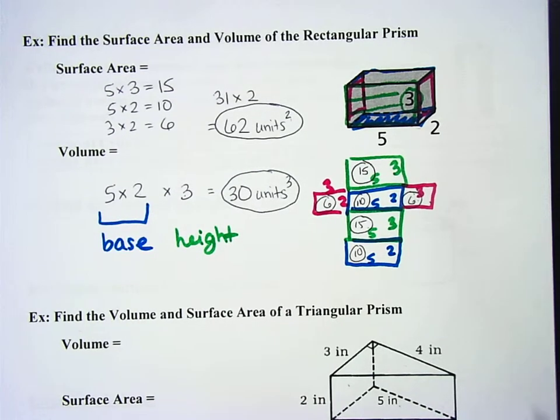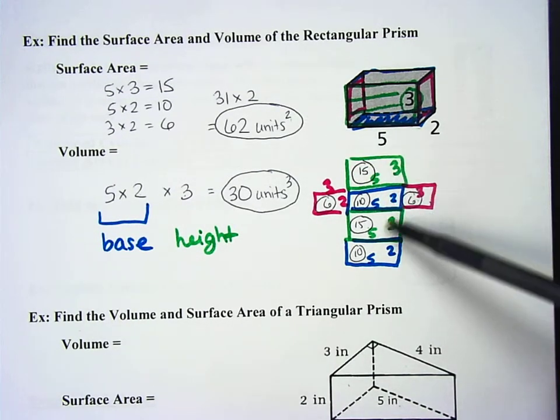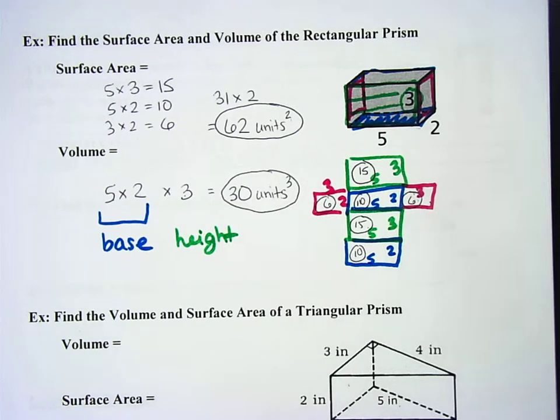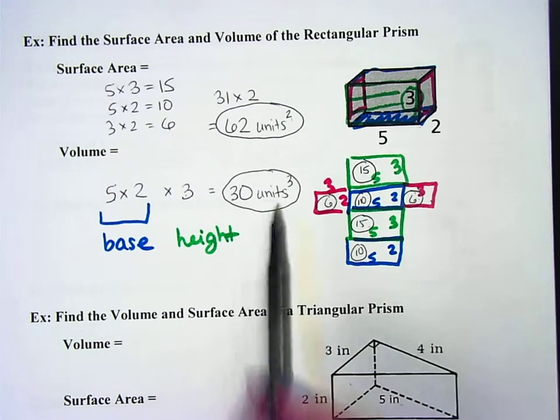Right. Our difference is surface area is all of my areas. I unfold my shape and we add them up. Volume is how much goes inside.